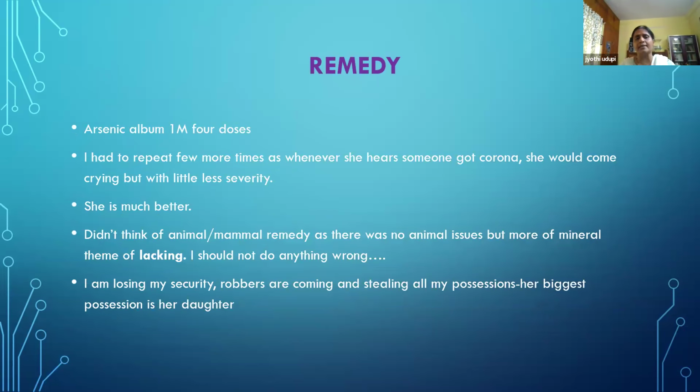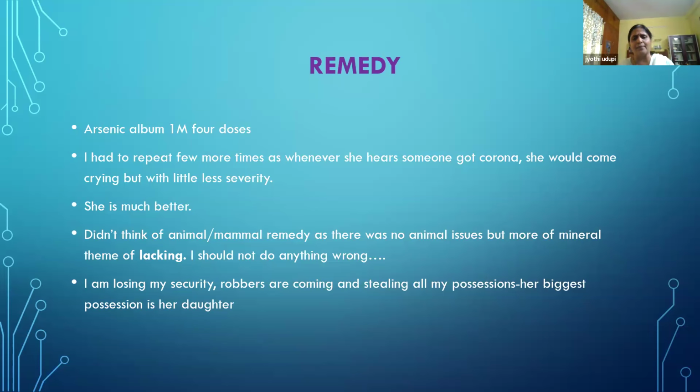So I gave her Arsenicum album 1M, 4 doses. I had to repeat a few more times because cases were increasing and the TVs were showing things out of proportion. She would come crying but a little less. Okay, doctor. But I don't know, doctor, what to do. Again crying. She is much better.